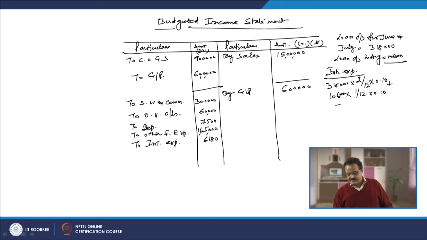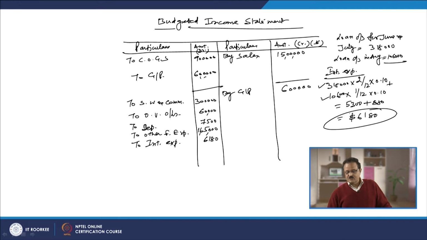So, if you calculate this, how much does the total amount work out to? This will be equal to $5,300 for this part, and plus we have to find 880 for the second part. So, this total amount works out to 6,180, which is the interest due, and that I have taken here. The interest due is 6,180, which is independent of the interest actually paid, which we have shown in the cash budget. We will adjust this finally.